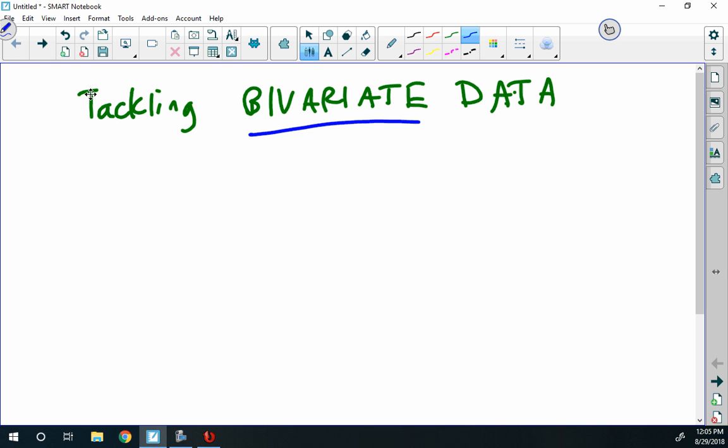So the word bivariate just means there's two of something. If you look at the root word, vary, we're talking about variables. So there's going to be two variables. One of them is going to be an X, one of them is going to be a Y. And in today's example, what we're going to be looking at is shoe size and height.